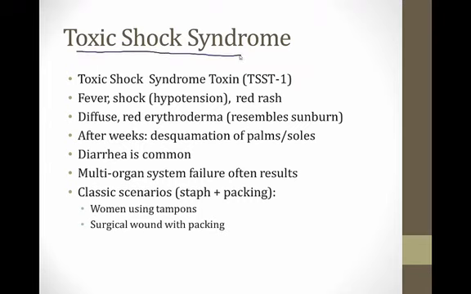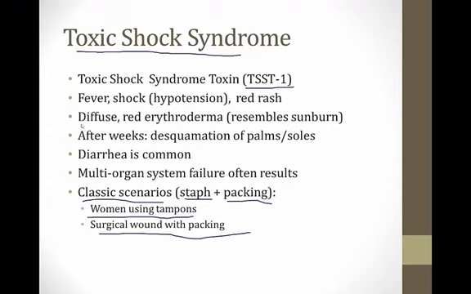So this occurs when Staph aureus secretes toxic shock syndrome toxin, or TSST1, and it gets into the systemic circulation. The classic scenario for this is someone who is exposed to staph and also some type of packing material. So women who are using tampons or surgical wounds that have been packed, if those wounds get dirty, the staph can thrive and it can release this toxin into the systemic circulation.